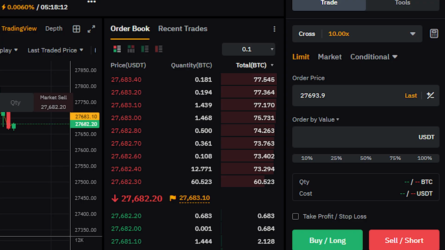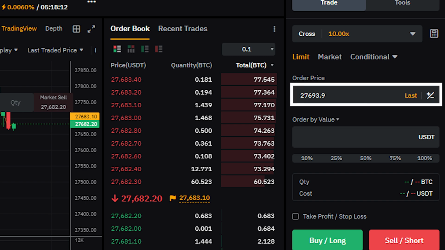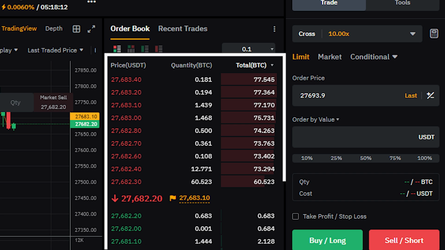To set a limit order, click Limit and set the price. If you're unsure about the price setting, you can click on the order book on the left to find the price. Using the order book allows for quicker entries while still using a limit order. Then, enter the amount of the coin you want to trade.